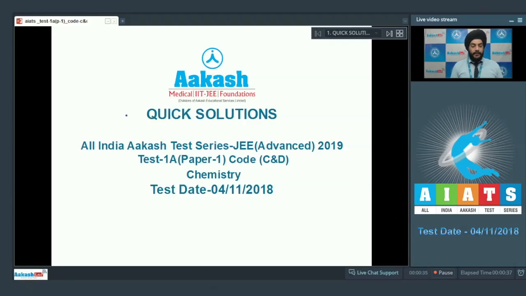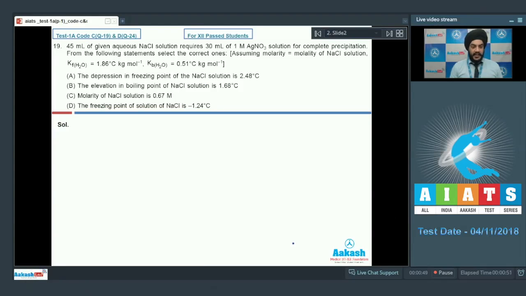Hello everyone, today we'll be looking at some quick solutions of All India Akash Test Series JEE Advanced 2019 Test 1A Paper 1 Code C and D. So let us start with the first section. This section contains 6 questions and the questions may have one or more than one option correct.